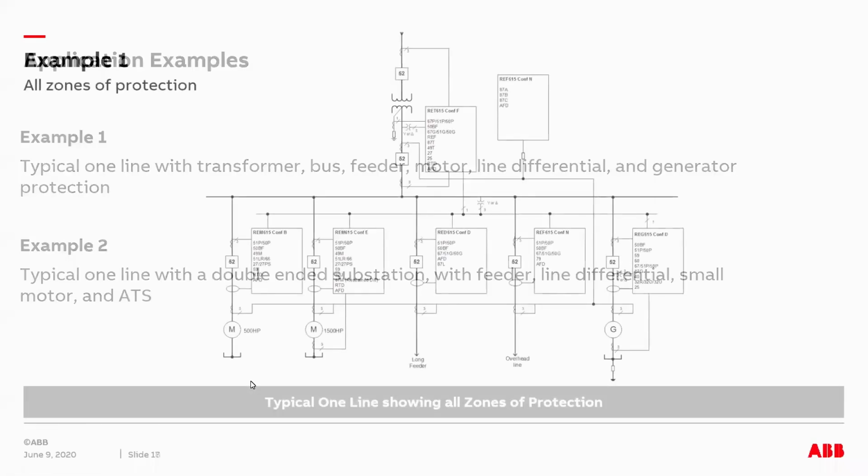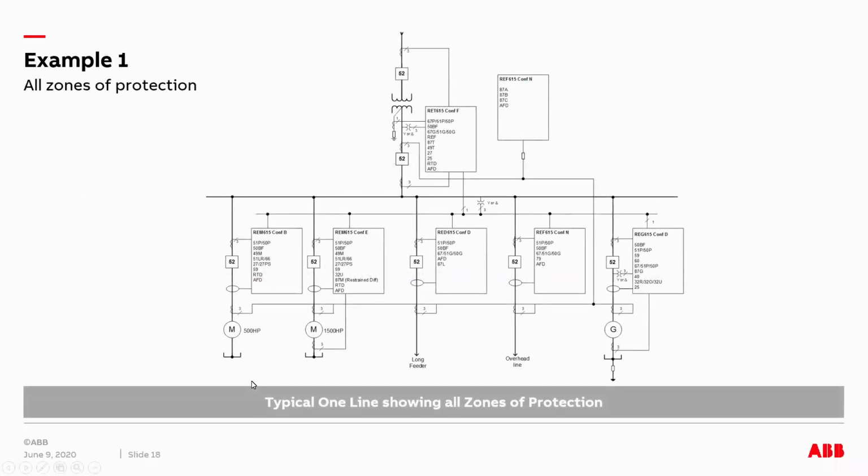Here is the one line for example one, showing all zones of protection, which we discussed earlier. We have a main incomer and then outgoing feeders here. What we have shown here is with the traditional CT and PT.